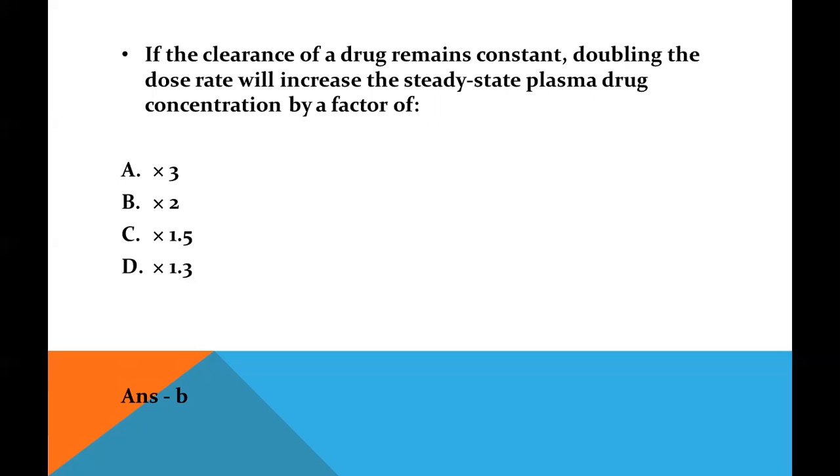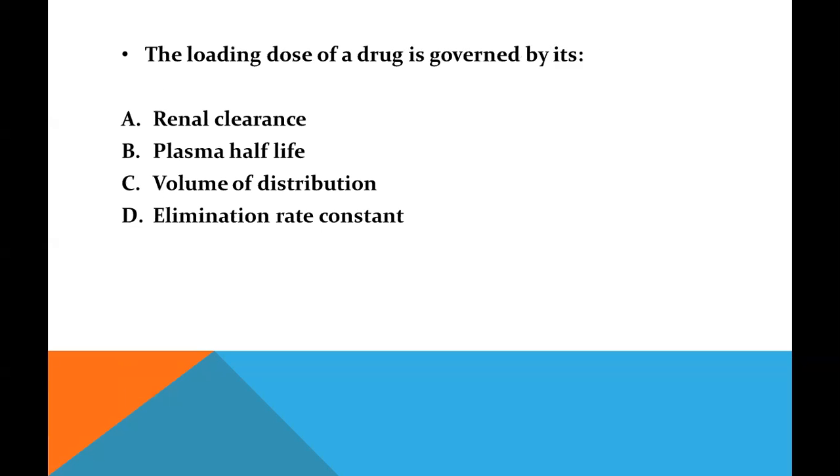Now next question, if the clearance of a drug remains constant, doubling the dose rate will increase the steady state plasma drug concentration by a factor of, the options are x3, x2, x1.5 and x1.3. So the correct answer is option B, x2.